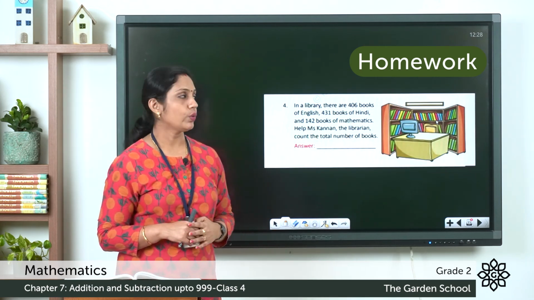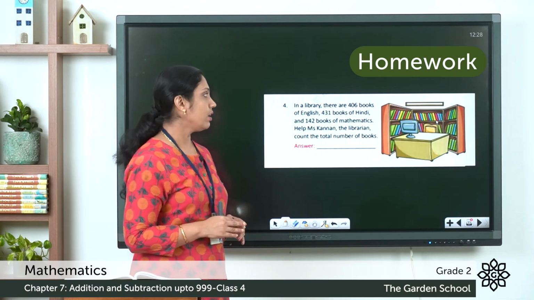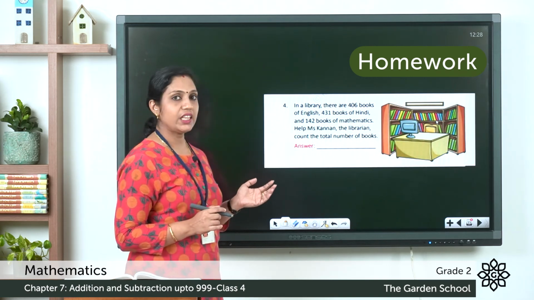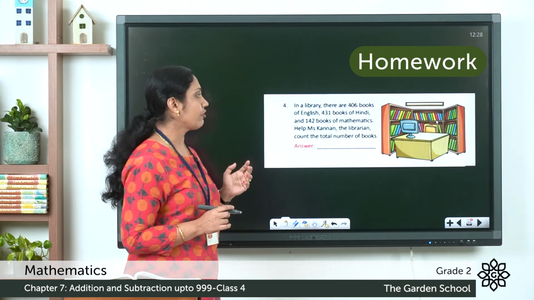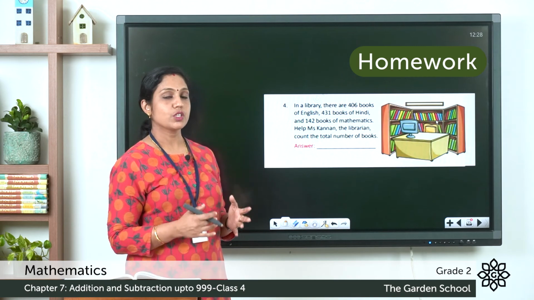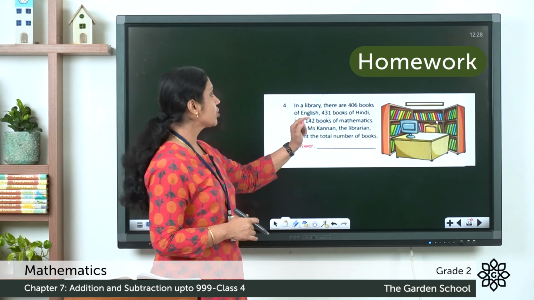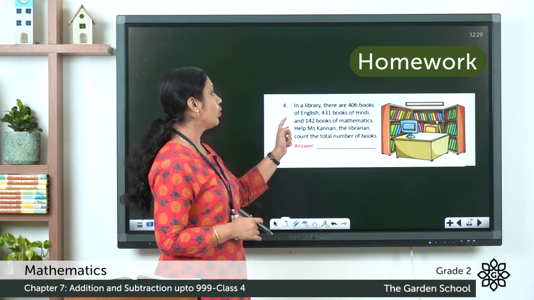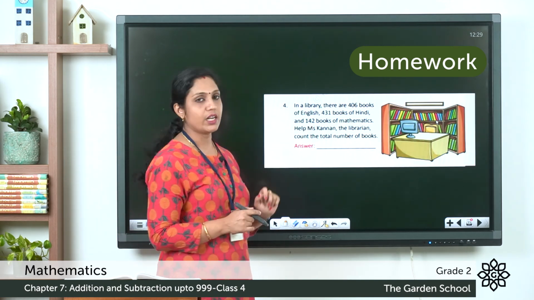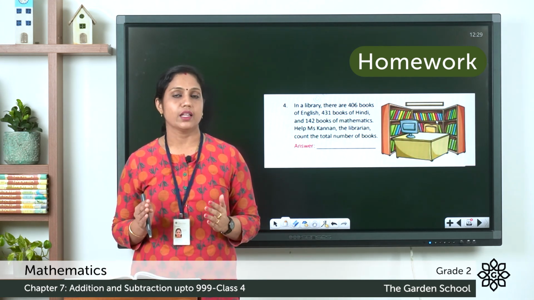And the next question, the fourth one, this is also an activity for you to do. Let's read out the question. In a library, there are 406 books of English, 431 books of Hindi and 142 books of mathematics. Help Miss Kannan, the librarian, count the total number of books. So here there are three-digit numbers to add. We have to find out the total by adding these three numbers. So these two questions, that is the question number 3 and question number 4, it is the activity for you to do.